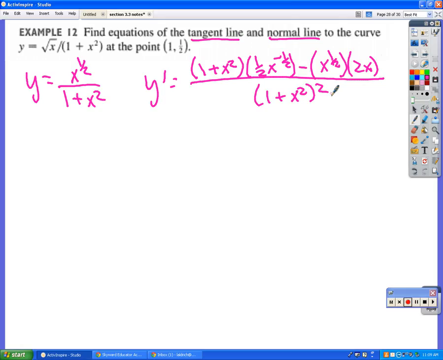What are we going to use this for? Our slope. Right, we're going to find the slope at x equals 1. So we're going to plug in 1. And 1 is a really convenient number to plug in because of all these square roots. It's going to just still be 1. So that gives me 2. That gives me 1/2.